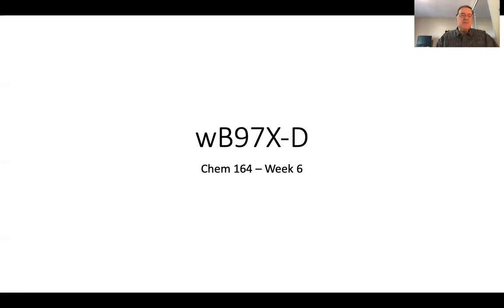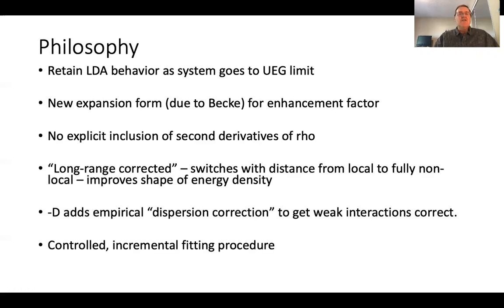Now, you can look up the paper. I don't have it here, but that's what we can do. So here's the philosophy. We're going to retain the LD behavior as it goes to uniform electron gas. That's a target. There's a new expansion form for the enhancement factor that is actually a power series in the reduced gradient, S. There's no explicit inclusion of second derivatives of rho, so it is not a meta-GGA in the same way that M06 was. But it's long-range corrected. Here's what I was talking about with the omega. It switches with distance from local to fully non-local, and it improves the shape of the energy density.